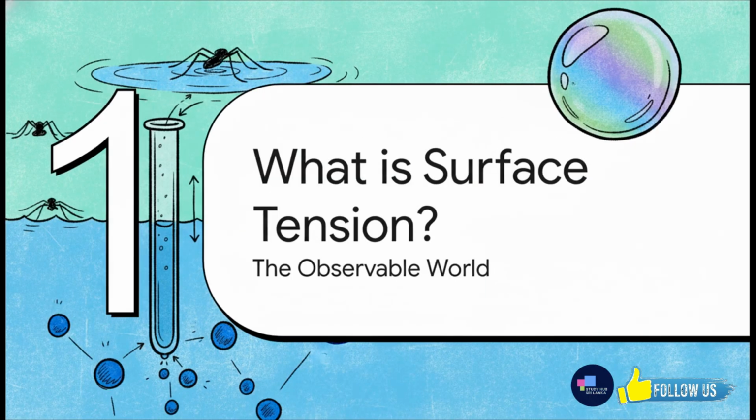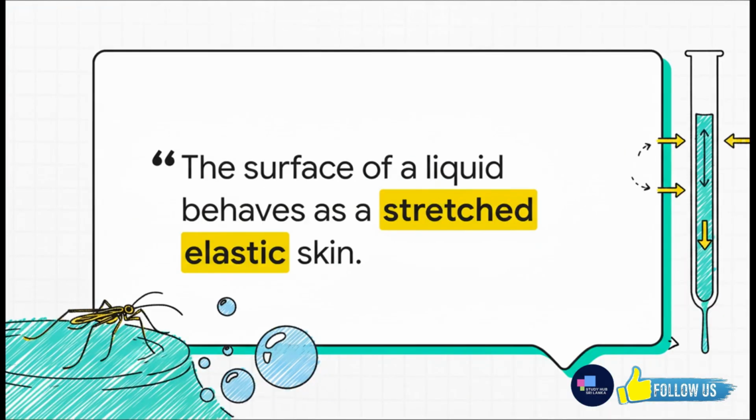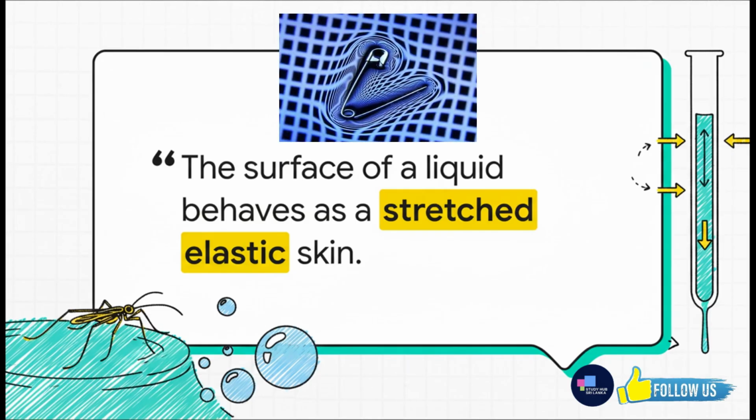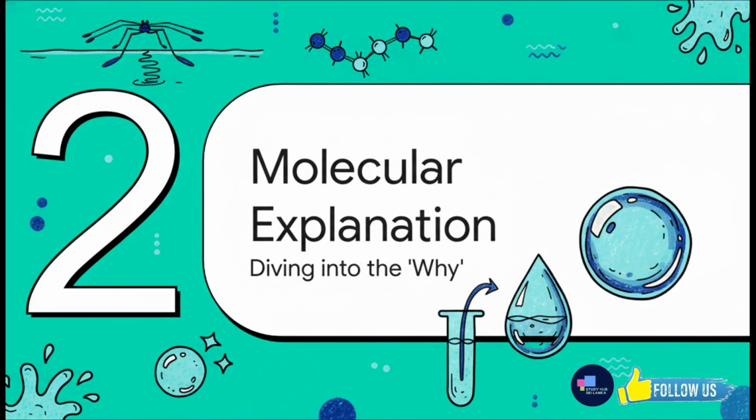Okay, so let's start with a big picture. What is this phenomenon that we can actually see and observe all around us? The easiest way to think about surface tension is with this simple idea. Just imagine that the very top layer of any liquid is acting like a thin, stretched-out rubber sheet, a kind of elastic skin. It's this skin that's strong enough to support an insect or even a carefully placed steel needle. But of course, there isn't really a skin on the water, right? So why does it act like there is one?